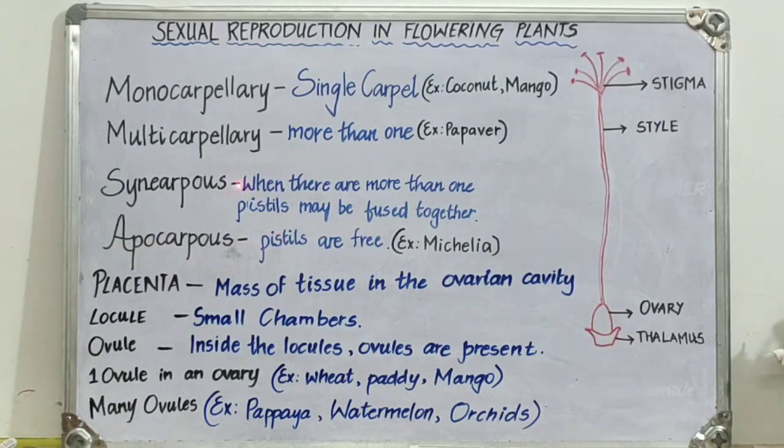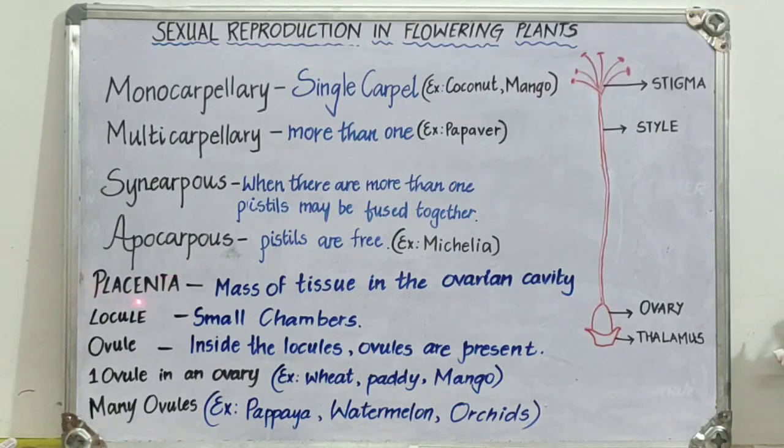So students, you should know the syncarpous condition and the apocarpous condition. Syncarpous is the fused condition, where the pistils are fused, and in apocarpous the pistils are free. An example for this is Michelia. So multicarpellary apocarpous example is Michelia, and multicarpellary syncarpous example is Papaver. Then monocarpellary, here I already said coconut and mango.